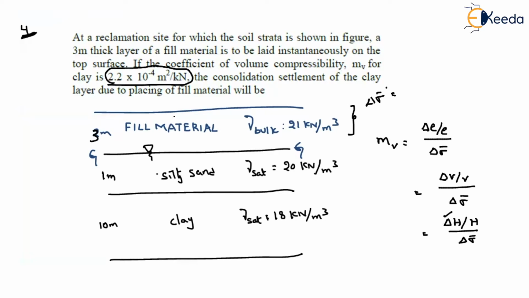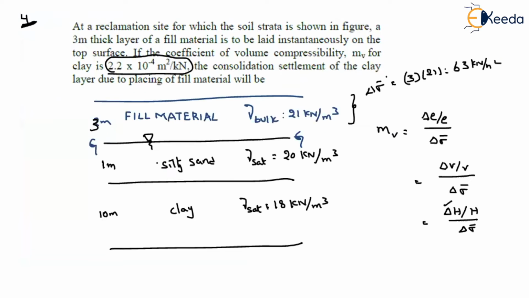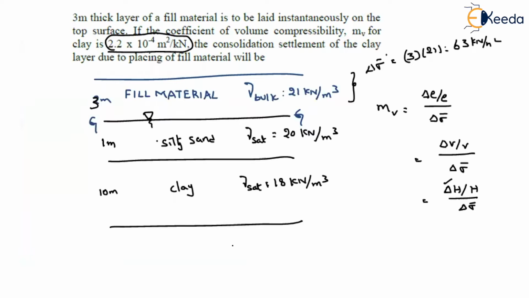So what will be the change in effective stress? Because of this fill material, with the unit weight given, it is 3 into 21, that means 63 kilonewton per meter square. That's it. Substitute in the relation. That implies, the volume compressibility given as 2.2 into 10 to the power of minus 4.